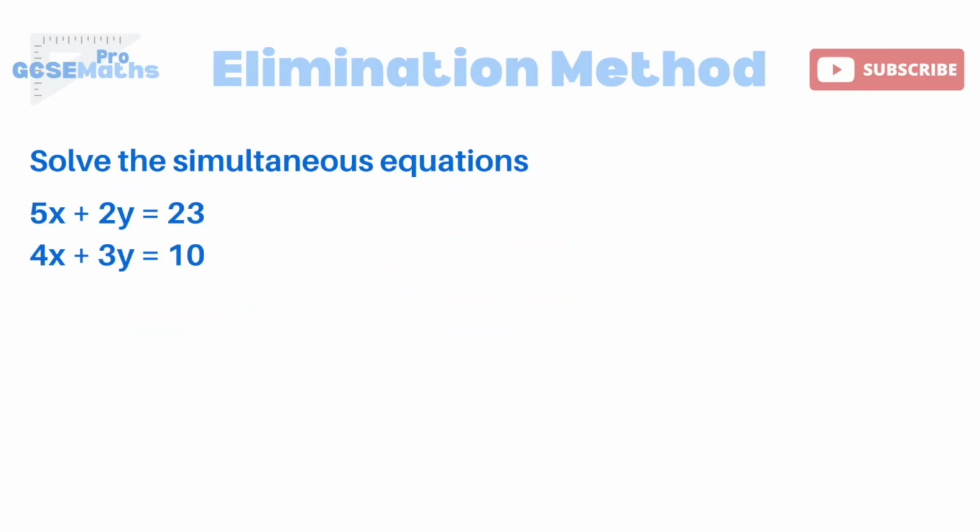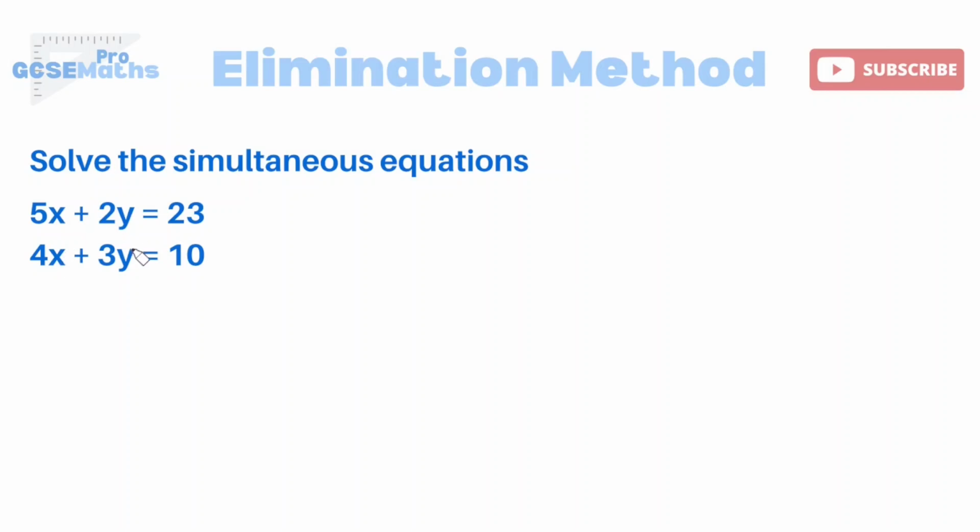So as we were just looking at in the previous one, we want to eliminate x or y, but neither of them has currently got the same coefficient. So I need to choose. Do I want to make the x's the same, or do I want to make the y's the same? And that's by looking at the lowest common multiple.